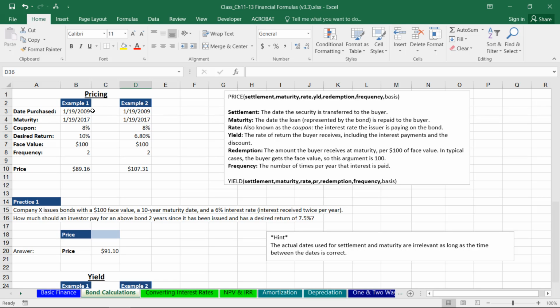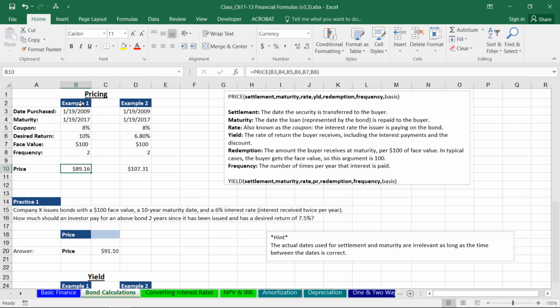In example 1, we have a purchase date of January 19th, 2009, and a maturity date of January 19th, 2017, 8 years later. The coupon is 8%. The desired rate, or what's going in the market, is 10%. The face value on the bond is $100, and the interest is paid out twice a year. What should those bonds sell for?